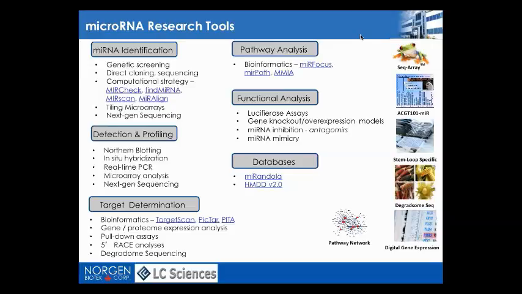Then when it comes to databases, I just want to highlight two as they are particularly interesting here for this webinar: miRandola and HMDD. miRandola I will feature briefly on the next slide, but HMDD is basically a database that relates human microRNAs to their diseases, and stands for Human microRNA Disease Database. HMDD was just updated in January of this year, so it's pretty recent. It doesn't include the latest miRBase version yet, but it's still very up to date.